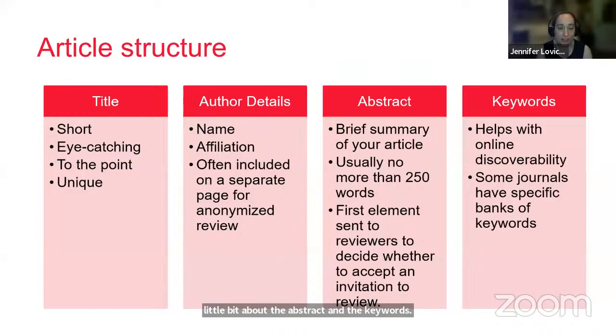So the abstract is a brief summary of your article, and after the title is the first part of the article that people read.